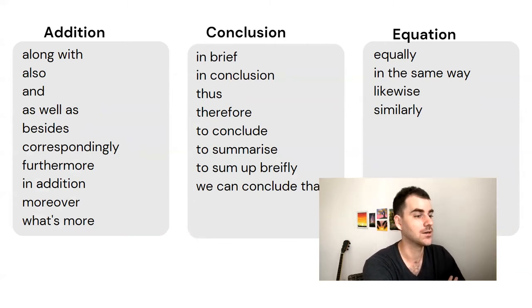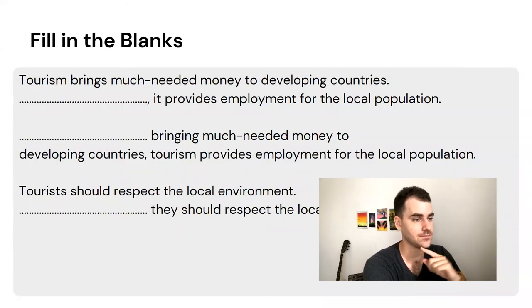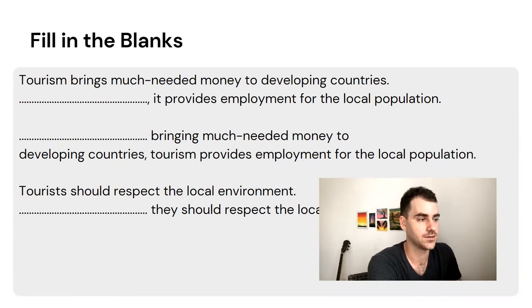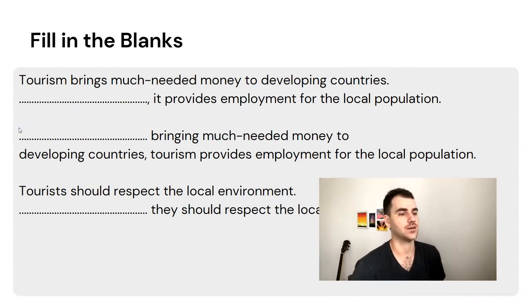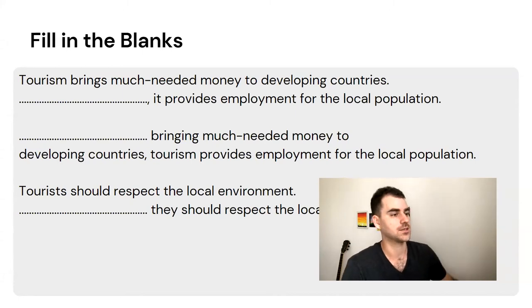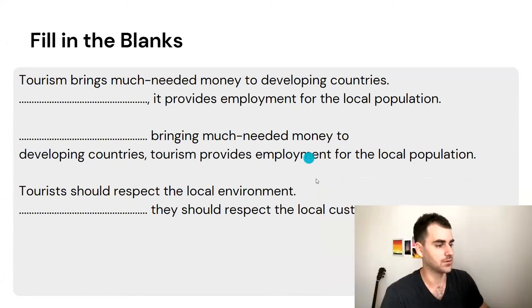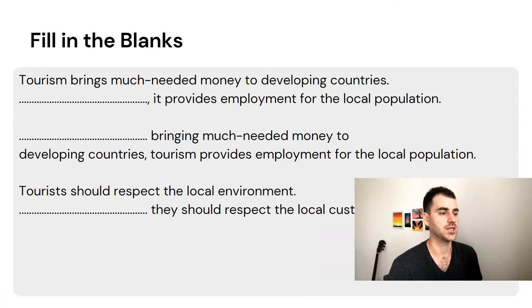So let's go on to fill in the blanks. The first one, okay. Tourism brings much needed money to developing countries. It provides employment for the local population. What kind of word should we use here? Should we use addition or equation? Well, sometimes you can use both, but I'll just give you an example. We can use addition, okay? Tourism brings much needed money to developing countries. In addition, it provides employment for the local population.